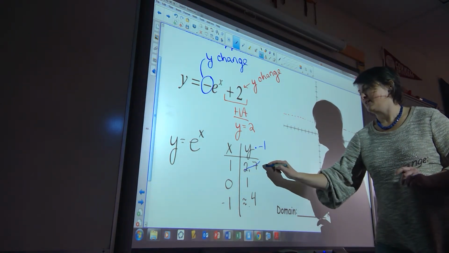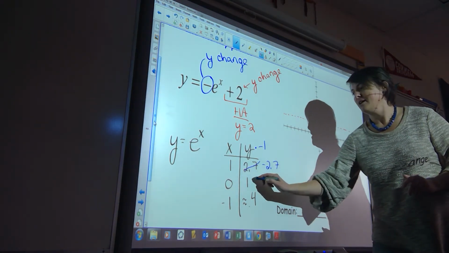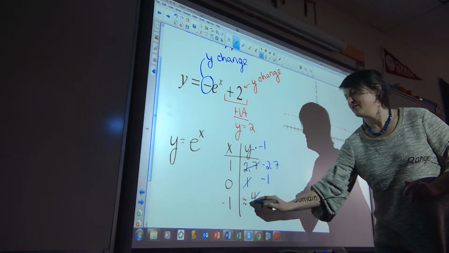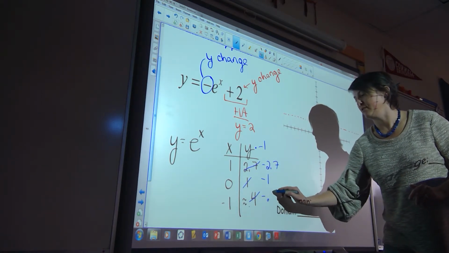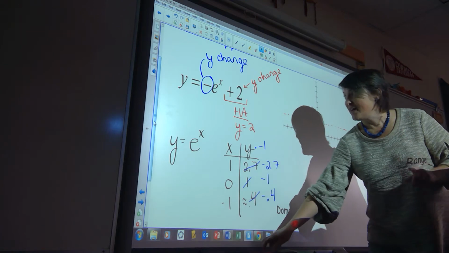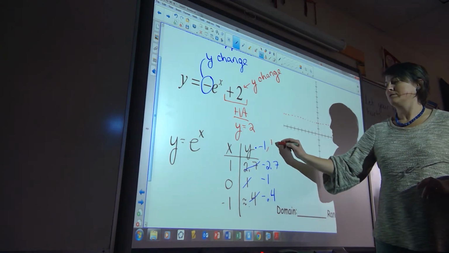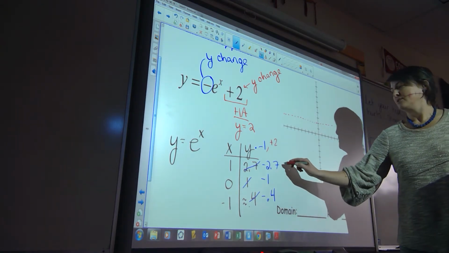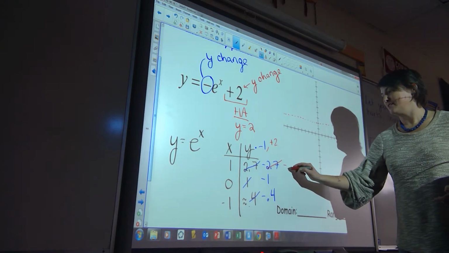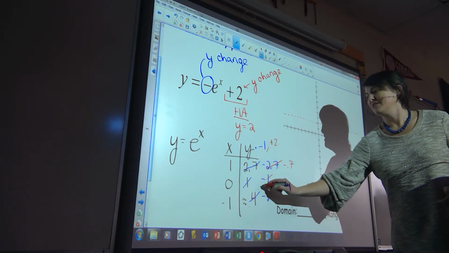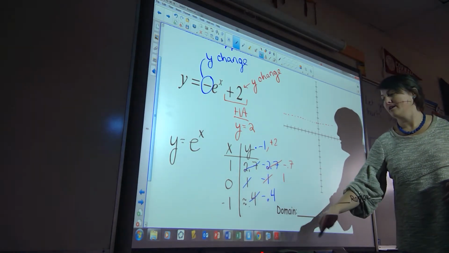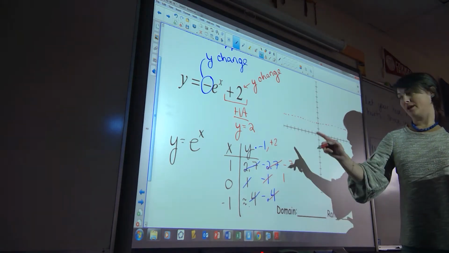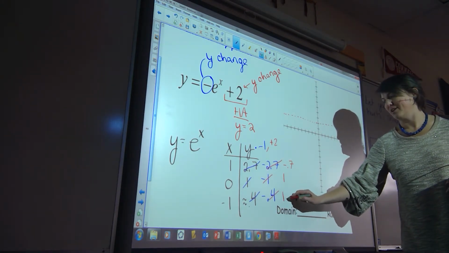So that becomes a -2.7. That becomes a -1. That becomes a -0.4. Then I can add 2. And so that would be a -0.7. This would end up being a 1. This would end up being a 1.6.